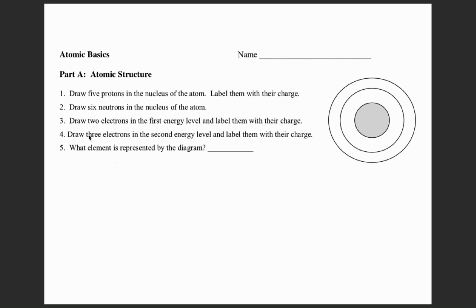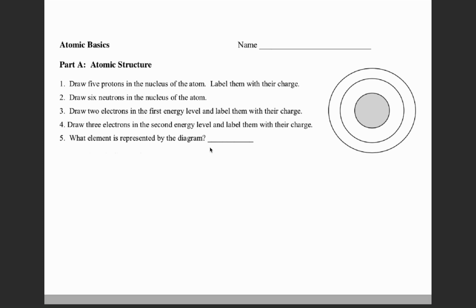And then number 4 says draw 3 electrons in the second energy level and label them. So this is my second ring here, my second energy level, and so separate them the best that you can, maybe here, here, and over here. And to find out what element is represented, we would look in the very back of your textbook. There's a periodic table, and so the number of protons tells us what element is represented in this diagram. And so because we have 5 protons, our atomic number is 5. And so we will find the number 5 on the periodic table, and that will tell us it is boron.